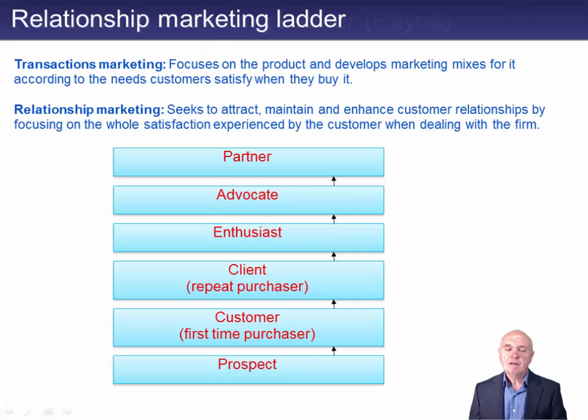So we looked at the supply chain, we looked internally at objectives and critical success factors and benchmarking. Now we're going to look at customers. And the first thing to get clear in our own mind is the difference between what's called transactions marketing and relationship marketing. Because most of the emphasis nowadays is going to be on relationship marketing.